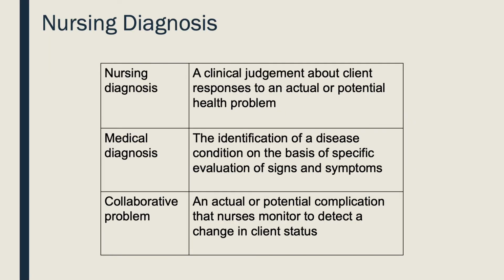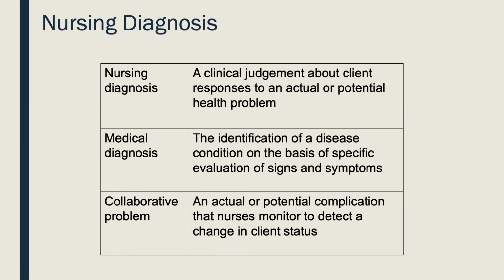The next step in the nursing process is a nursing diagnosis. And a nursing diagnosis is a clinical judgment about client responses to an actual or potential health problem. So an example of a nursing diagnosis might be impaired skin integrity related to diabetes and immobility. Whereas a medical diagnosis is the identification of a disease condition on the basis of specific evaluation of signs and symptoms. So an example of a medical diagnosis is type 2 diabetes.